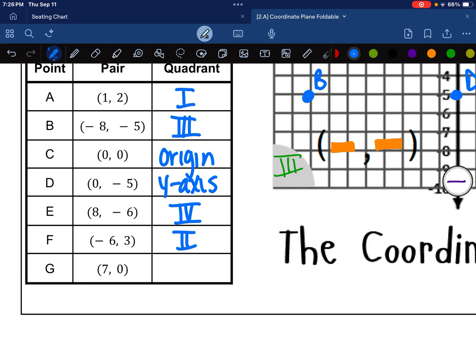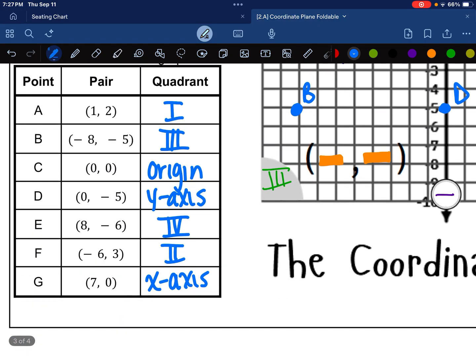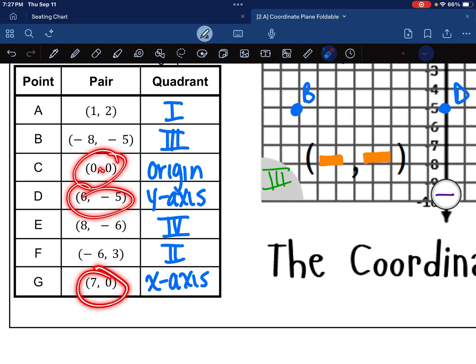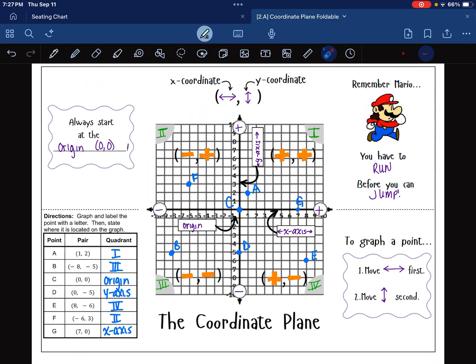And then our last point here, G, says to go to the right 7, but don't go up or down at all. So that also leaves us on the x-axis. It's worth mentioning that any time you have an ordered pair that has a 0, it's going to end up somewhere on the axes. It might be the origin, or it might just be one of the two axes. But just watch those zeros because they sometimes mess us up when we go to graph. But there we have it. That is our coordinate plane.